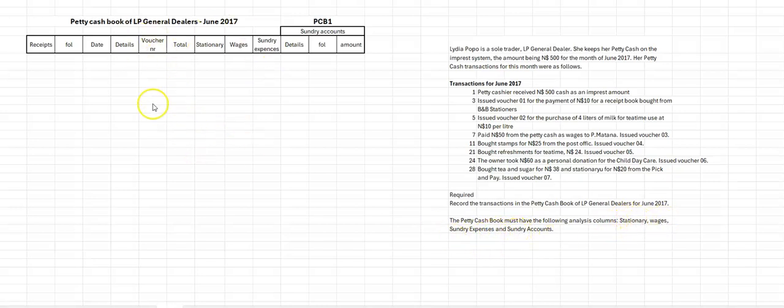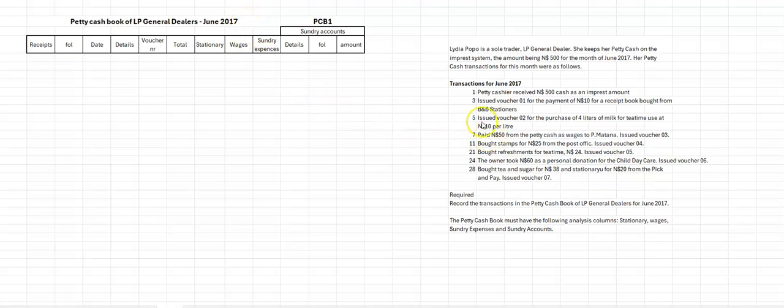And here we have the cash book. We have a receipts column, a folio column, a date, details, voucher number, because we have a petty cash voucher book, the total that was spent, and then we have our specific accounts that we need to post to, which is stationery, wages, sundry expenses, and any other sundry accounts that we still need to do. Okay, we have our petty cash book number 1 and our label, which is also very important.